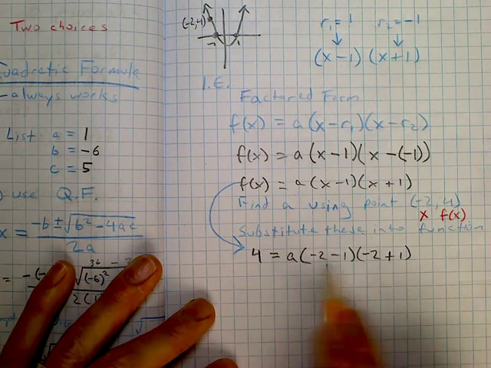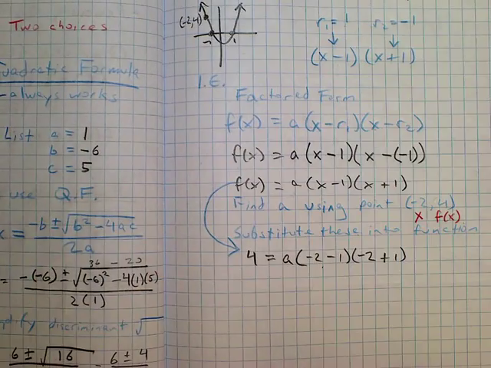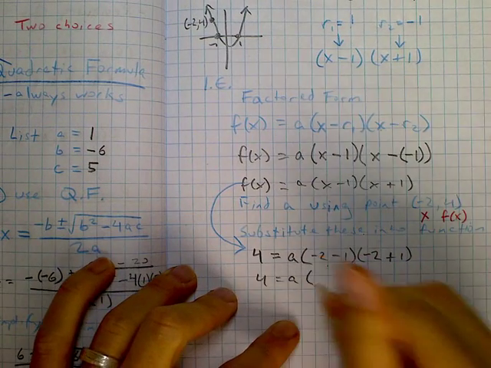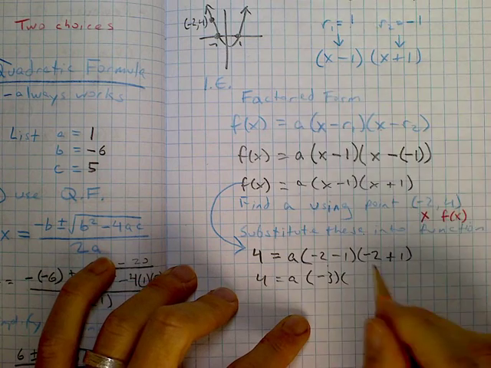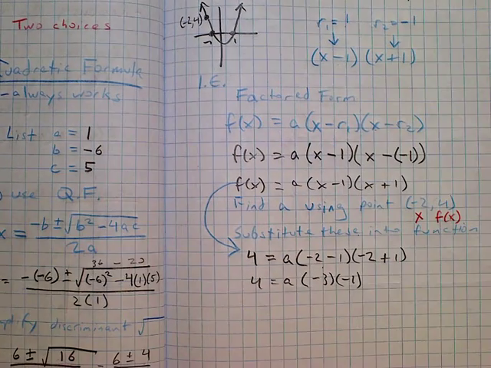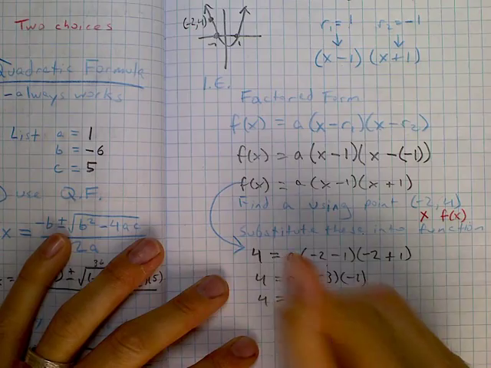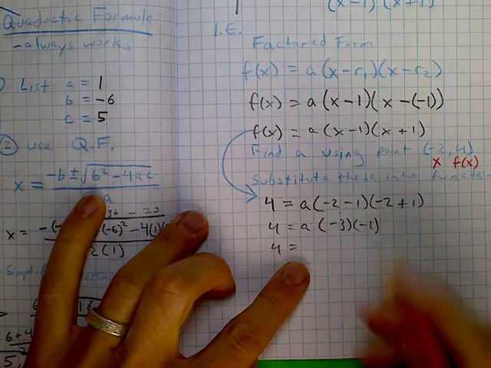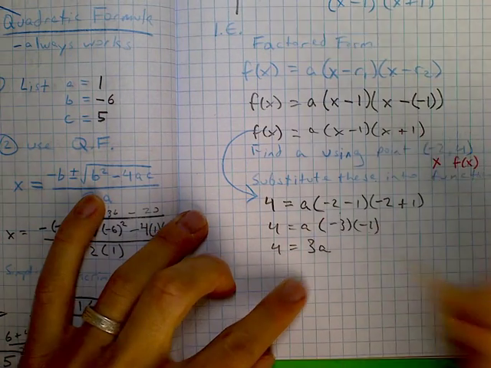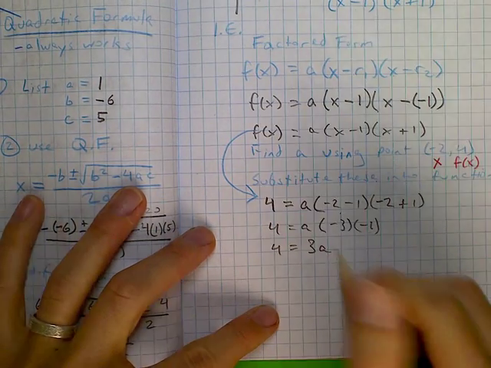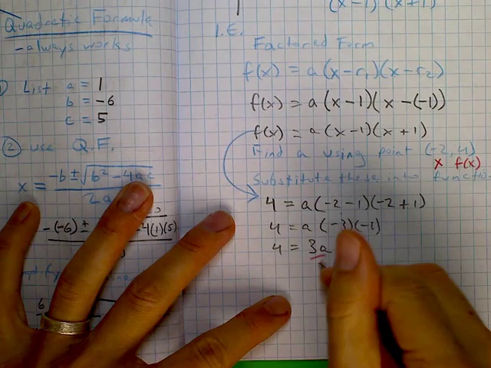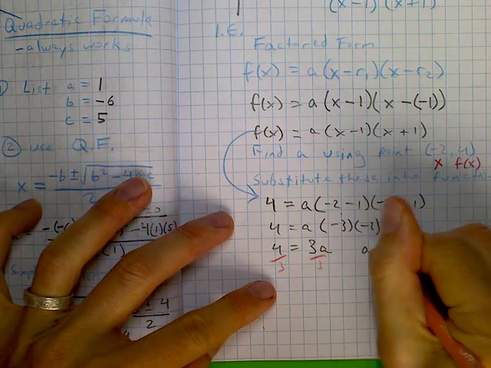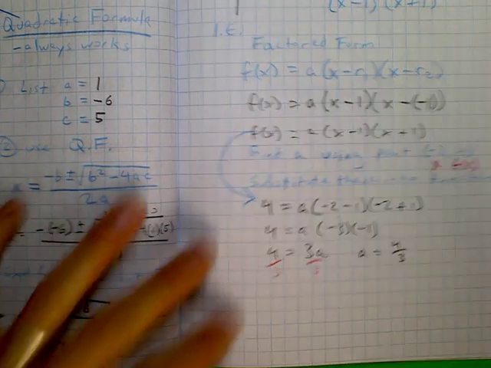First, let's figure out what each of these simplifies to. What's -2 minus 1? That's -3 and then -1, right? So then 4 equals how many a's? So, 3 times a. And then one last step. Divide by 3. So a must equal what? 4/3. Okay.